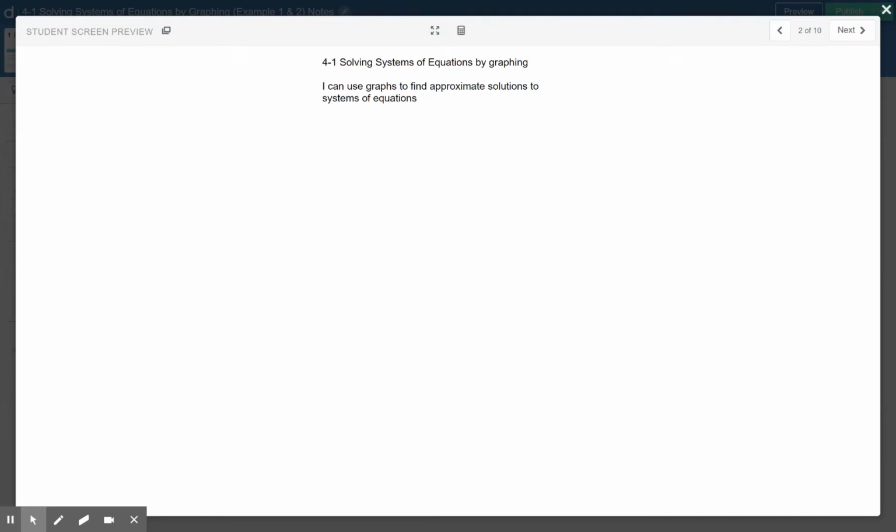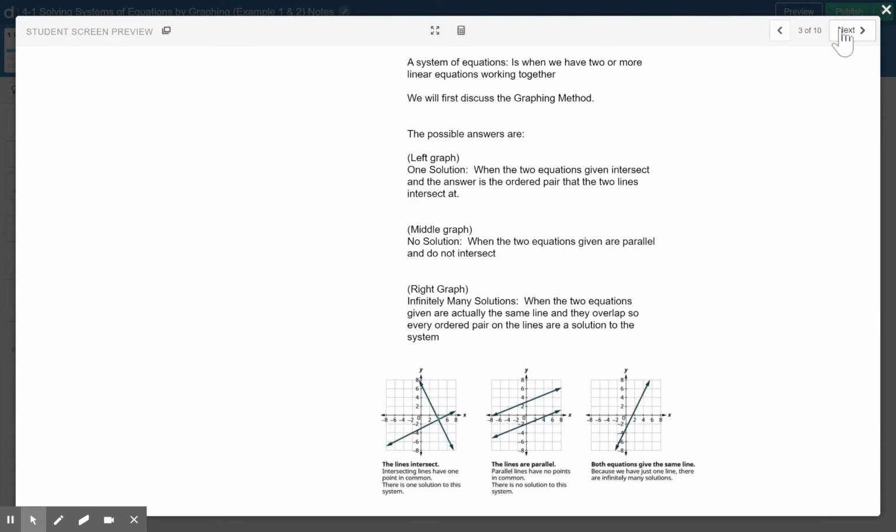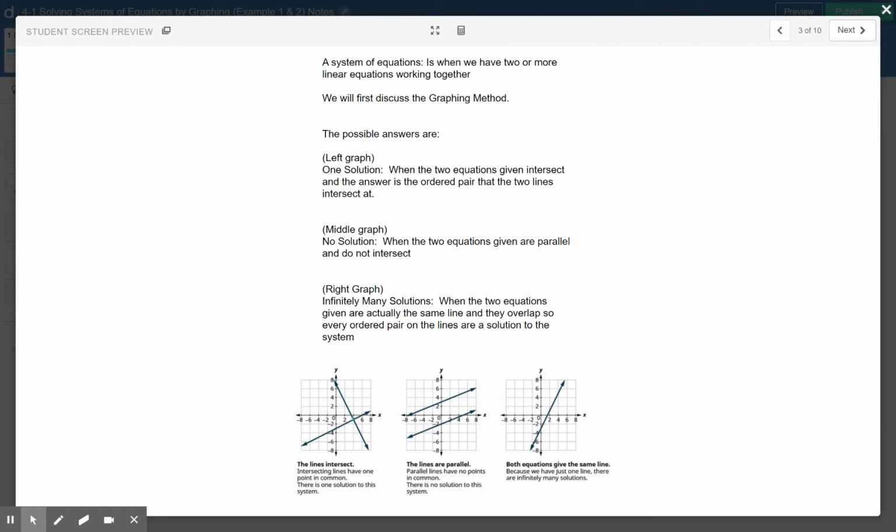So for today's notes, the 4-1 solving system of equations by graphing. The I can statement is I can use graphs to find approximate solutions to the system of equations. So we want to remember approximate means about, and solutions means answers. So there are going to be 3 possible answers.